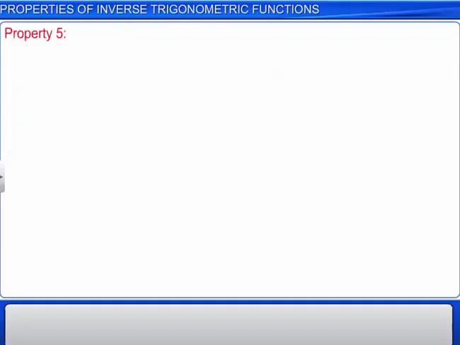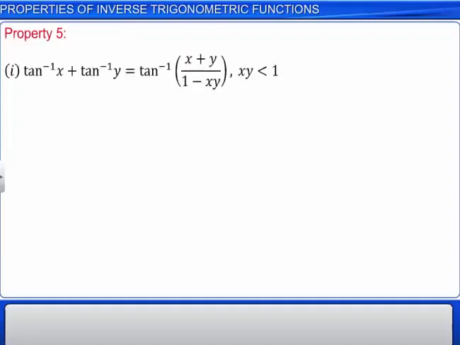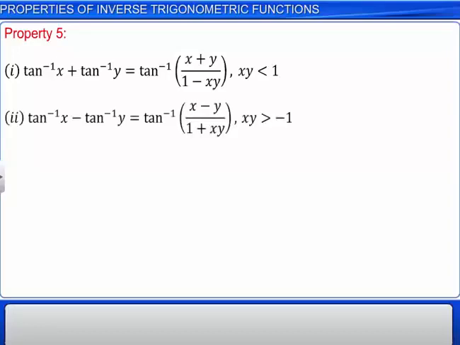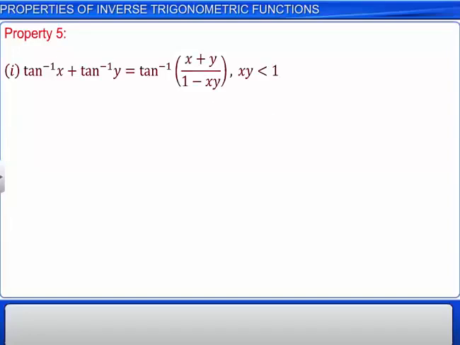The fifth property states that tan inverse x plus tan inverse y is equal to tan inverse of x plus y upon 1 minus xy, and tan inverse x minus tan inverse y is equal to tan inverse of x minus y upon 1 plus xy. Let's prove the first property. Denote tan inverse x by a and tan inverse y by b.